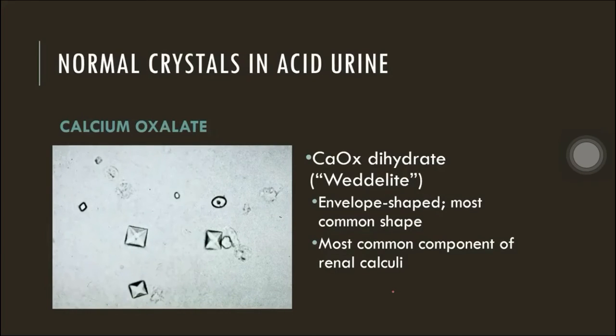This is its classic shape, the envelope shape, the one we know, the most common. Aside from that, take note, calcium oxalate is the most common component of renal calculi. So again, stone formers avoid being too acidic because calcium oxalate precipitates in acidic urine. It is the most common component of renal stones. That's why antacids are usually given to patients who are stone formers.